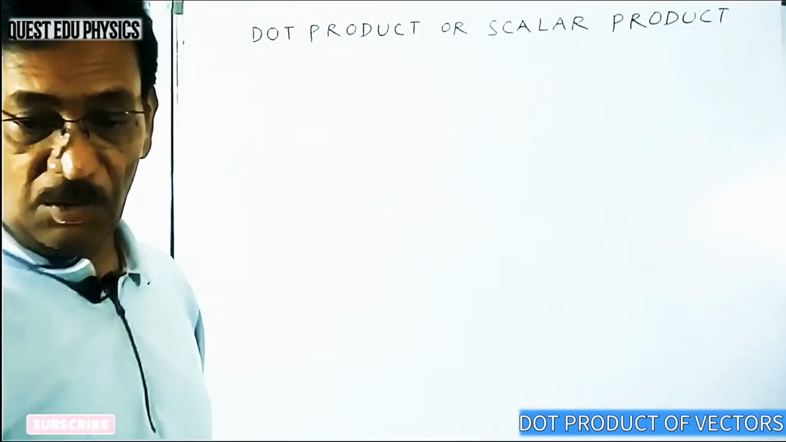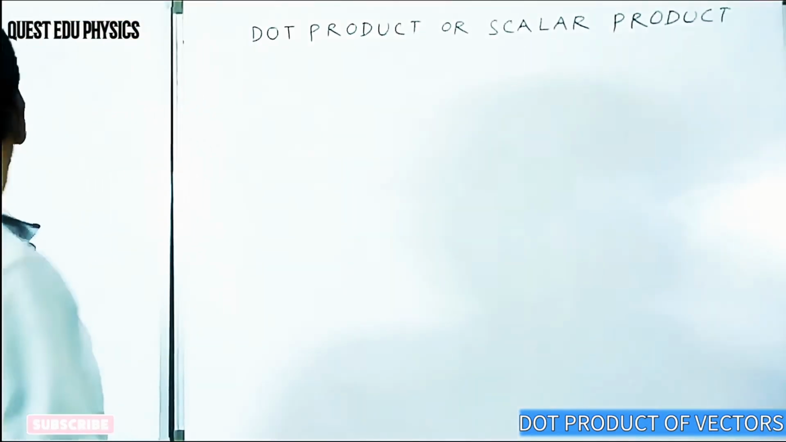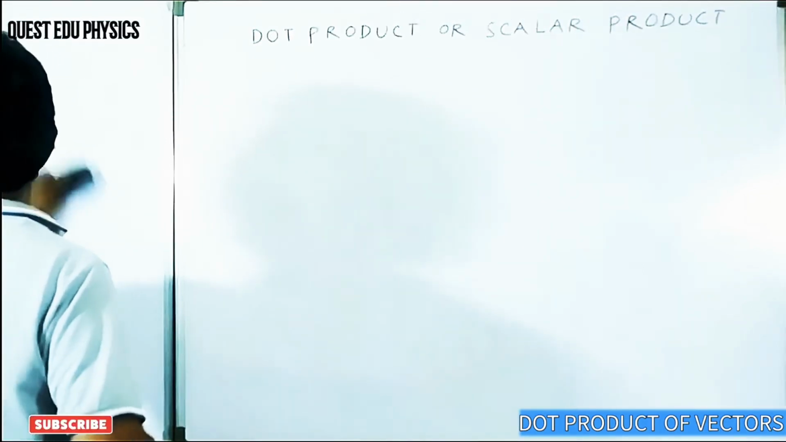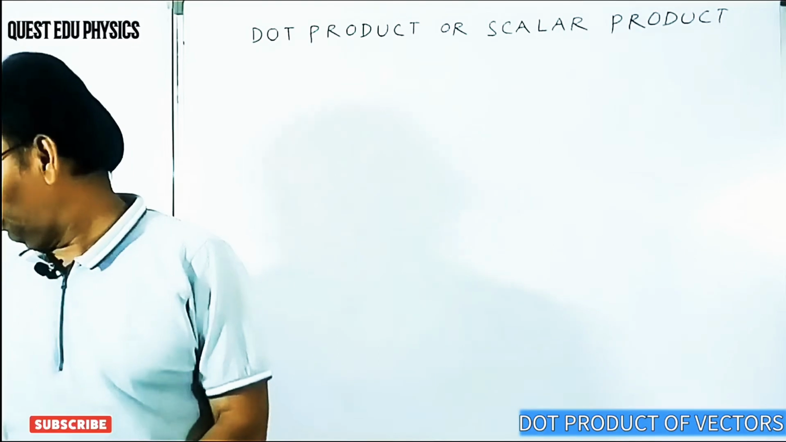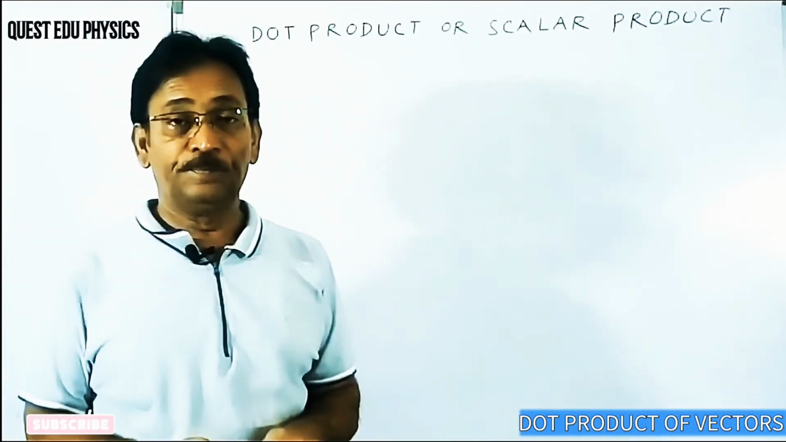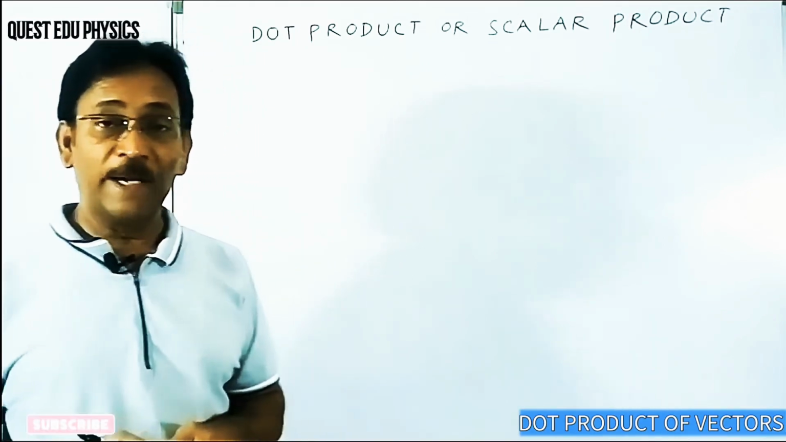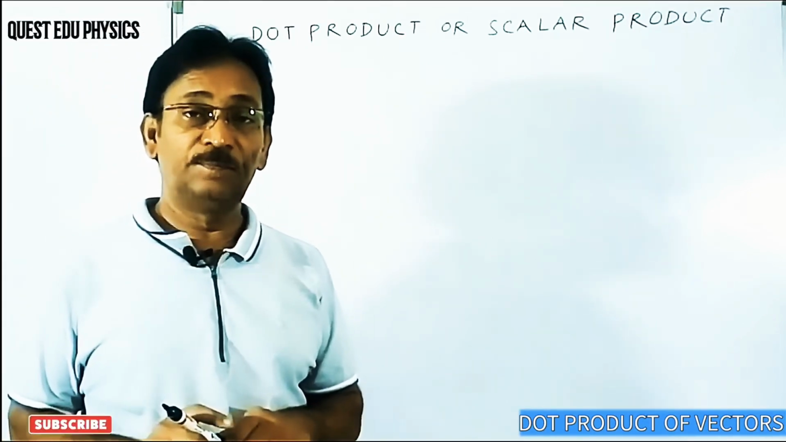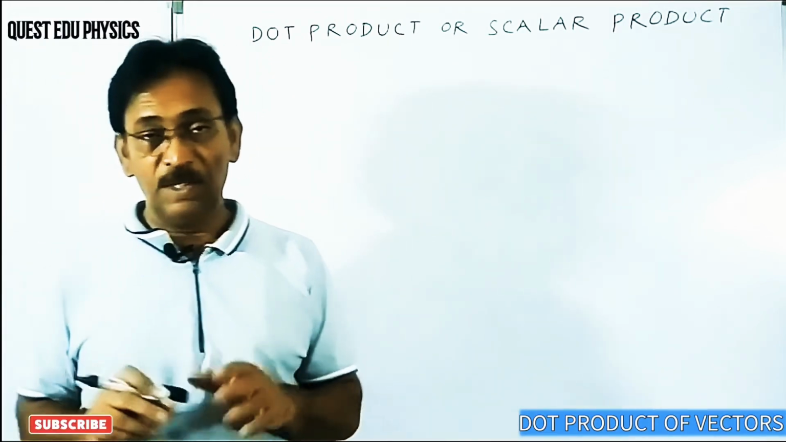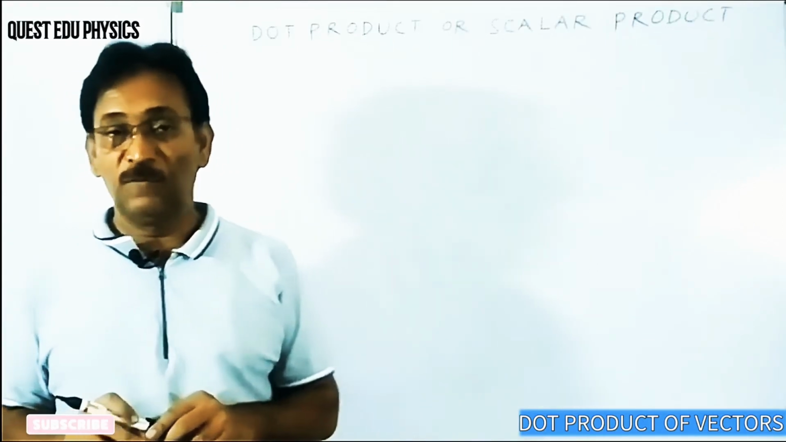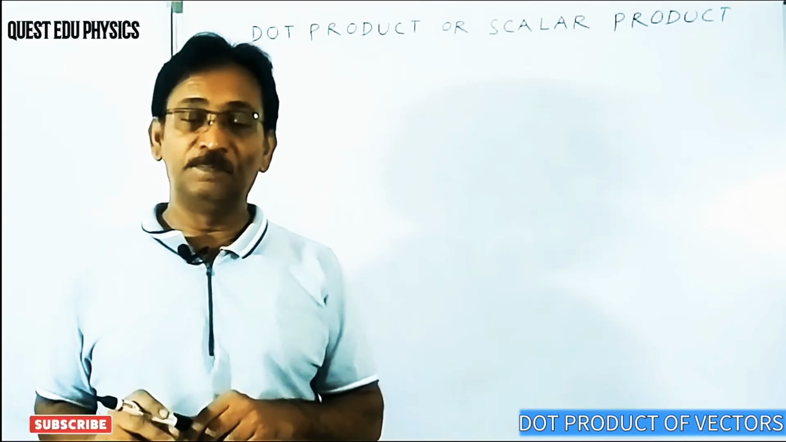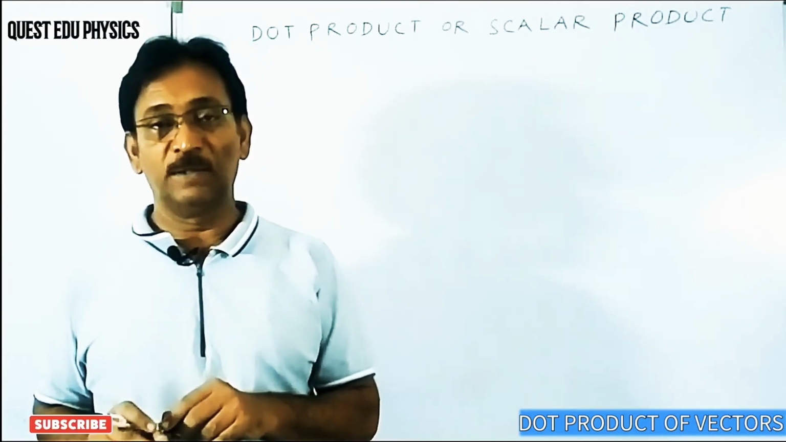Okay, first of all, we have to understand what is meant by the dot product. It is very simple. Dot product is the product of the magnitudes of the two vectors with the cosine of the angle between them. I repeat, a product of the magnitudes of the two vectors with the cosine of the angle between them is known as the dot product.